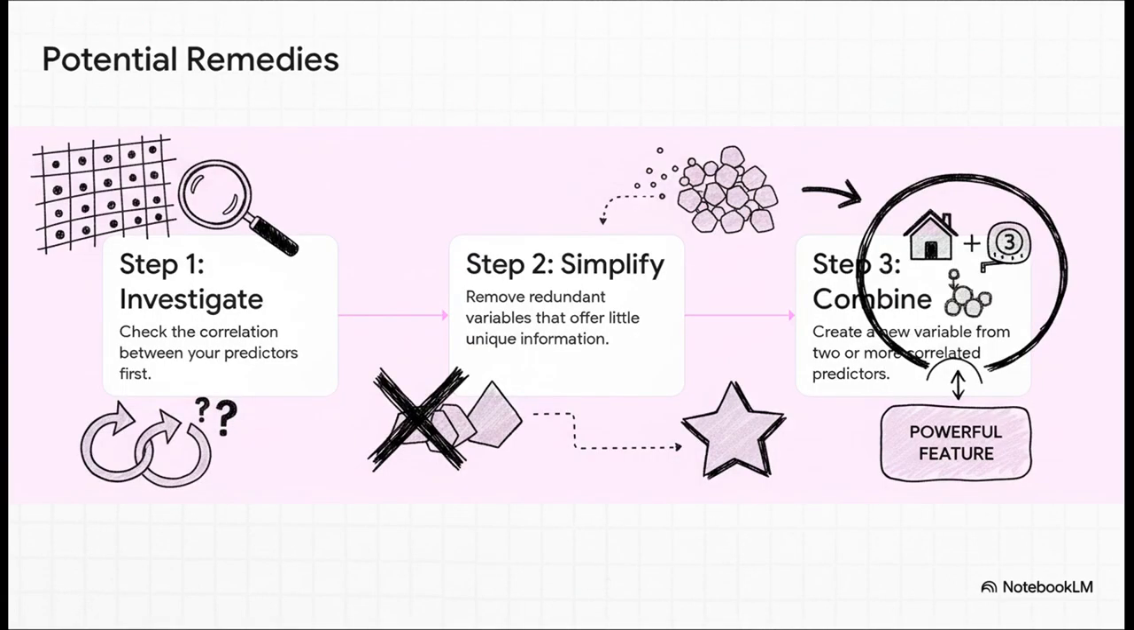And once you've spotted the problem, here are some clear, actionable things you can do. You can simplify the model. Just take out one of the redundant variables. Or you can get a little creative and combine them, like creating a new feature that captures both area and bedrooms in a single variable.